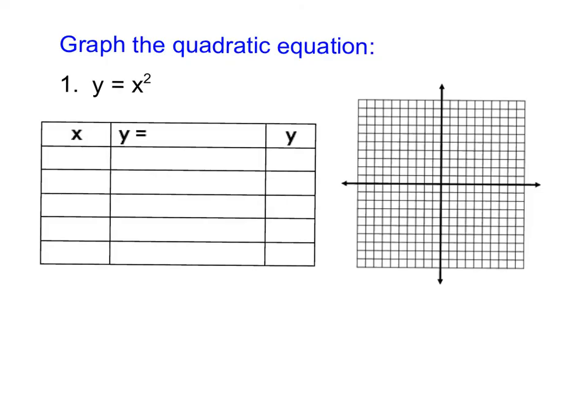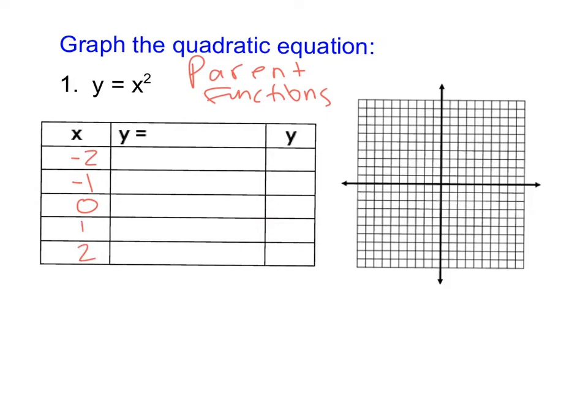Okay, so we are going to graph x squared. This is called the parent function because it's the most basic quadratic we can have, right? We can't get any more basic than just x squared. So we're going to plug some numbers in. A good rule of thumb when you're graphing is to get some negatives, some positives. So I'm going to plug in 0, negative 1, negative 2, 1, and 2.